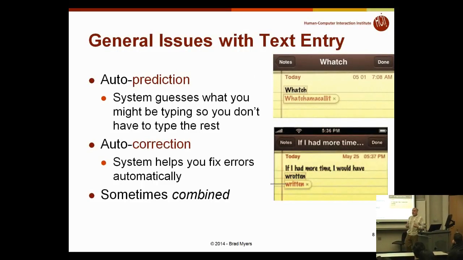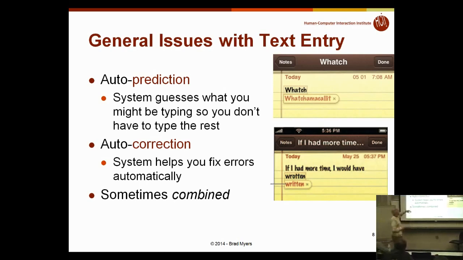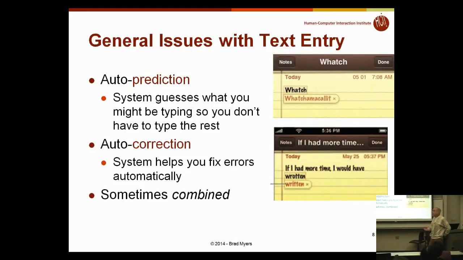And then the next thing that happens, of course, with a lot of text entry techniques is auto prediction and auto correction. And these are slightly different. Prediction says I haven't typed everything yet. I've just typed the prefix, the first part, and the system's going to guess the rest of it. Okay, and both of these happen on the iPhone. If I start typing watch, then the system's going to say, well, there's not very many words that start like that. Maybe he means whatchamacallit. And if I just type a space now, it'll type the rest of it for me.